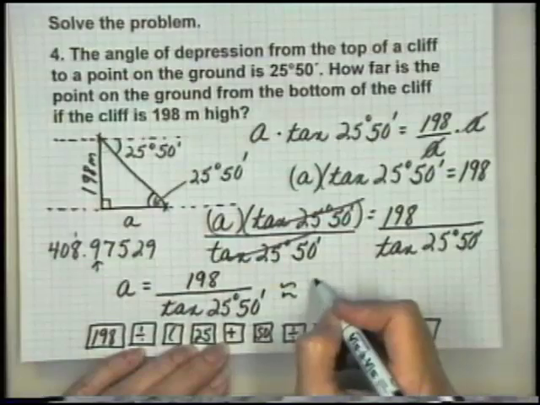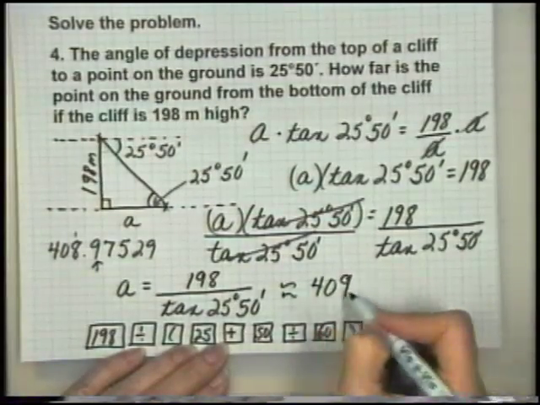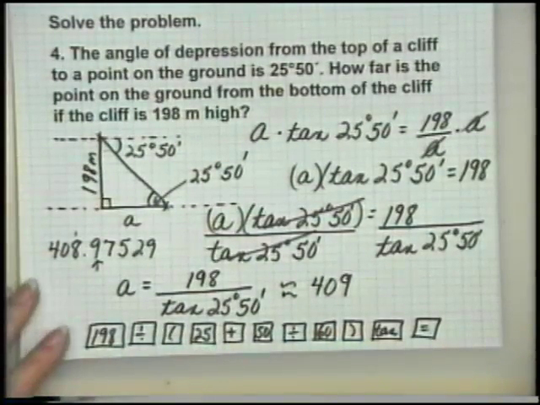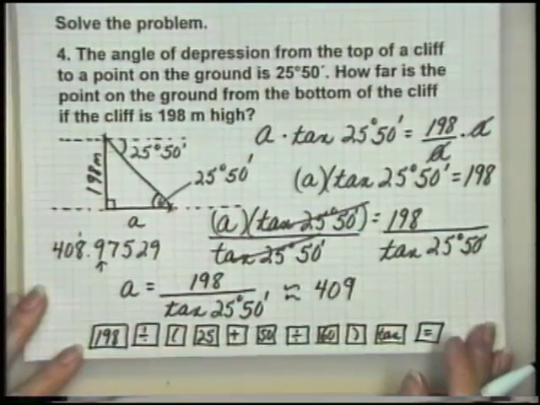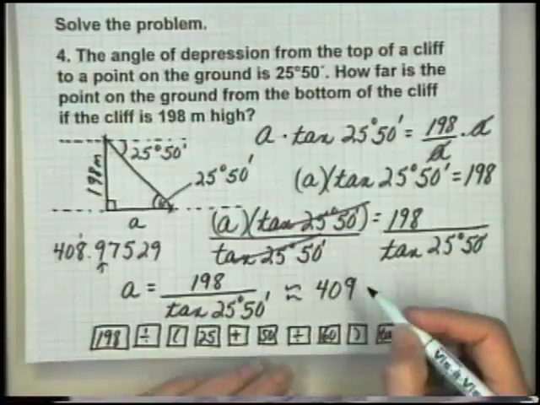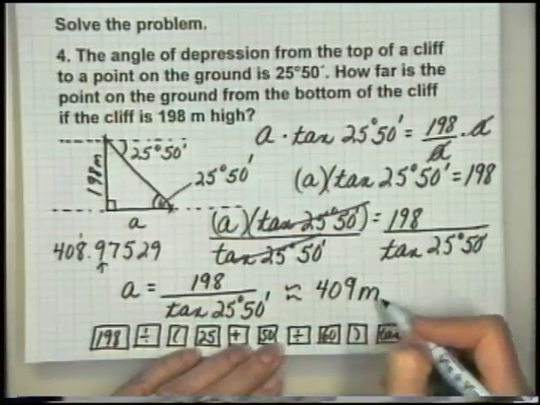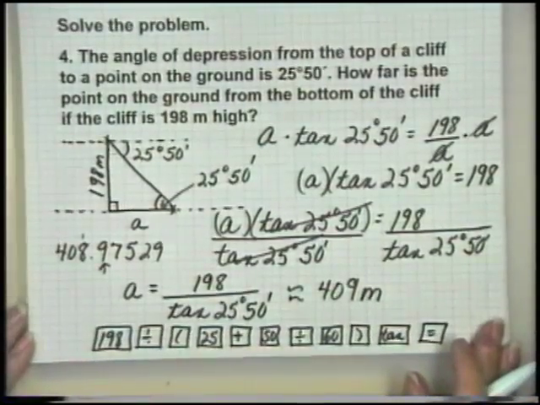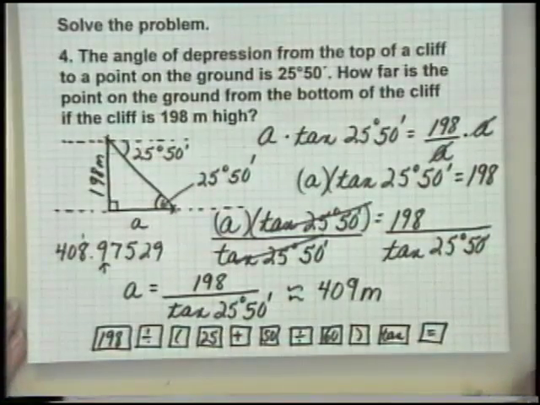Since that's a 9, that tells me to round up, so I'll add 1. So in this case, my A is equal to 409, and 409 what? Well, this is a side, isn't it? And my sides would all be measured using the same measure, so this would be 409 meters.